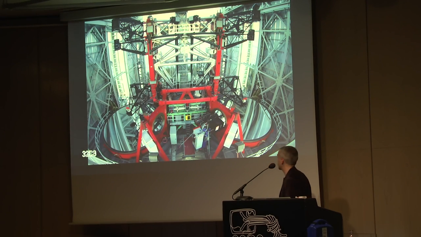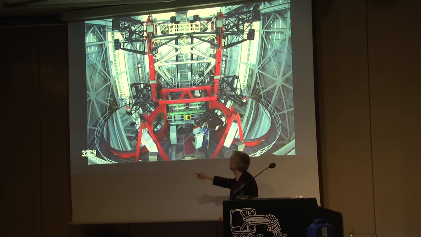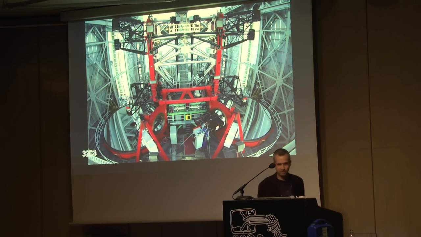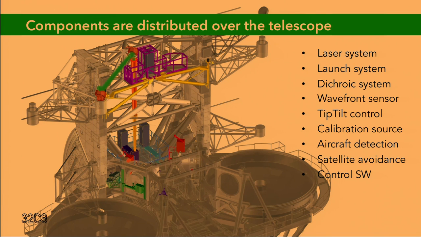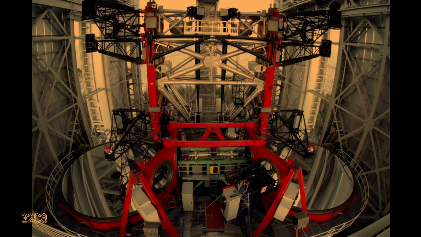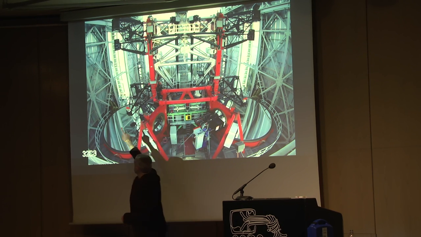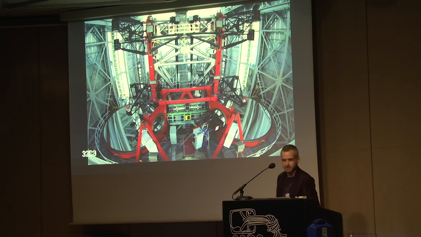This is how it looks. So when I'm there, I'm roughly that tall. The two black tubes right in the middle, those are the two tubes which go up. Looks like this. So this is how the components are distributed over the telescope. Primary mirror, some instruments in the middle, some tertiary mirror, the secondaries, the adaptive ones up there.